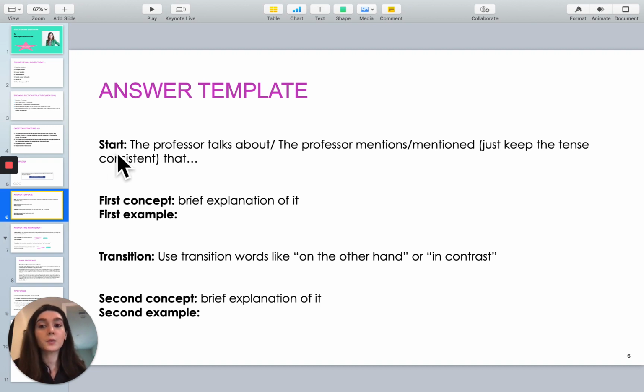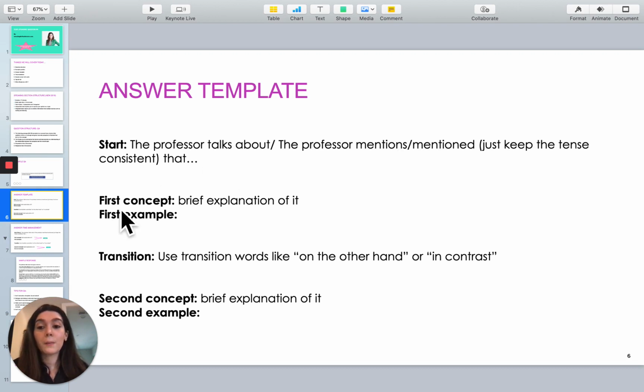So that's why we're going to start by saying, the professor talks about, or the professor mentions that, something like that. So you can say the professor talks about 2 types of attention, that is active and passive attention. That's it. As simple as that. No fancy words involved here. Or you can say the professor mentions that there are 2 types of attention. Now you can also say mentioned, okay? So you can use the past tense, but just make sure that you keep the tense consistent in your response.